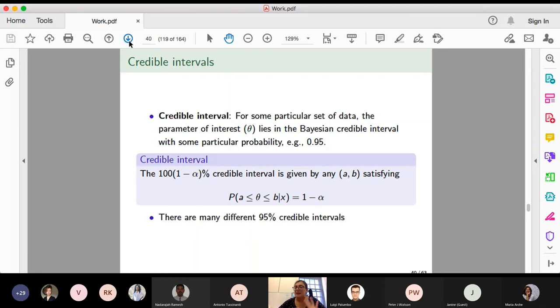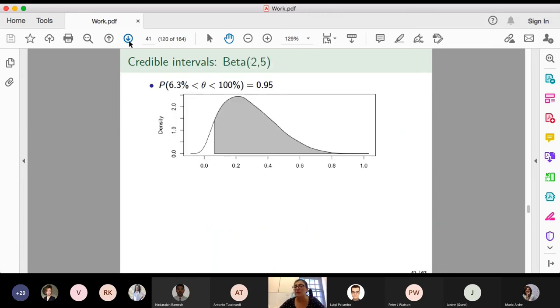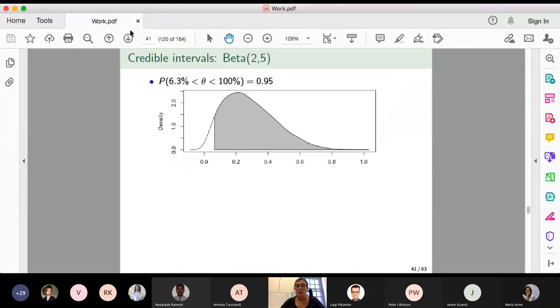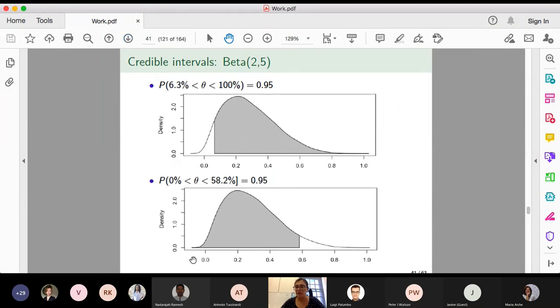Now, one thing, there are many 95% credible intervals that you can construct from a posterior distribution. Let me show you just some. Remember that the area under the whole density function is 1. So now if you want a 95% credible interval, you could choose, for example, the area that here I have shaded, which represents 95%, and the interval will be here from 6.3% to 100%. There is a probability of 95% that theta is between 6.3% and 100%. But instead of that one, maybe I could have chosen this one, because this area is also 95%. So the probability that theta is between 0 and 58% is 95%.